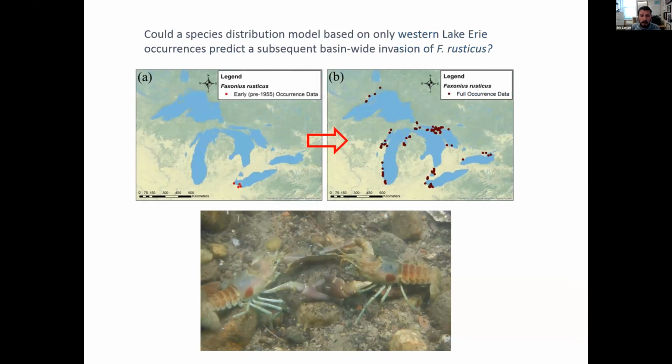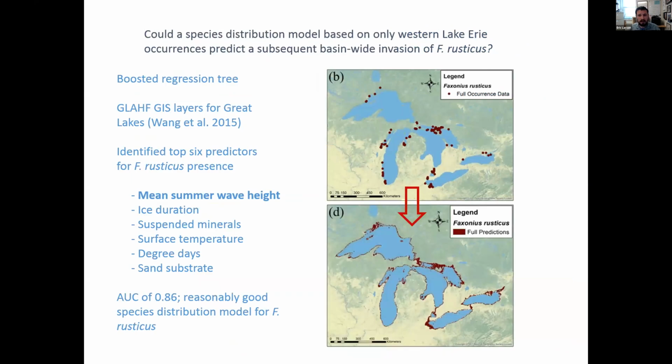And if we could, that would increase our confidence that we could do something similar for red swamp crayfish. Could we take this handful of occurrences from the western basin of Lake Erie and predict where red swamp crayfish might live in the Great Lakes 100 years in the future? So the way we tried to do this for rusty crayfish is we wanted to start from knowing a lot about the animal in the Great Lakes.